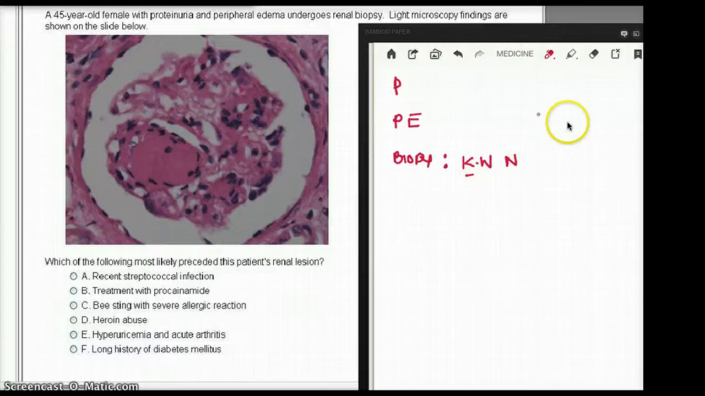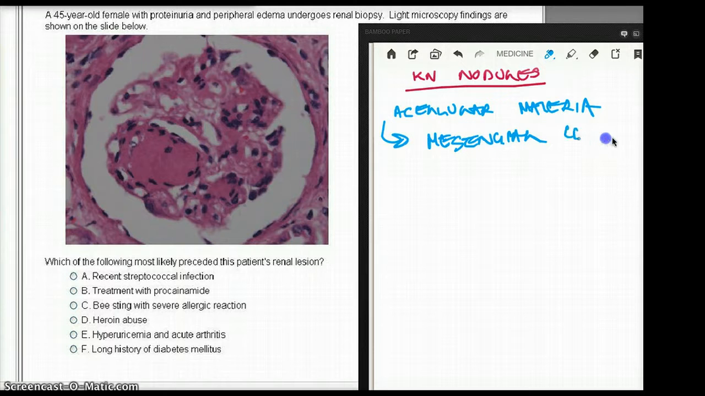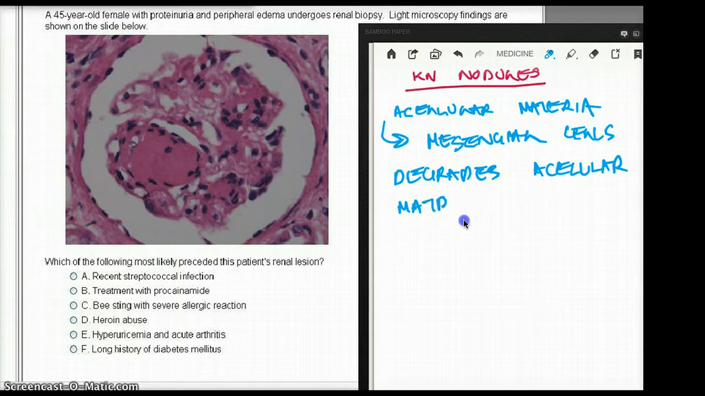Now, what are these nodules made up of? These nodules are usually made up of acellular material. And this acellular material is produced by the mesangial cells. Degradation of extracellular mesangial matrix makes this acellular material. So mesangial cells degrade the matrix, which becomes this acellular material of the KW nodule.